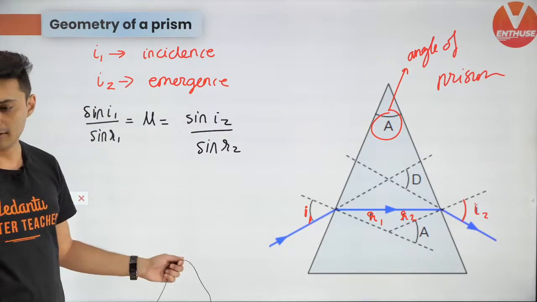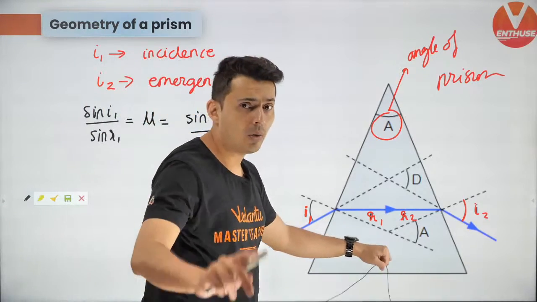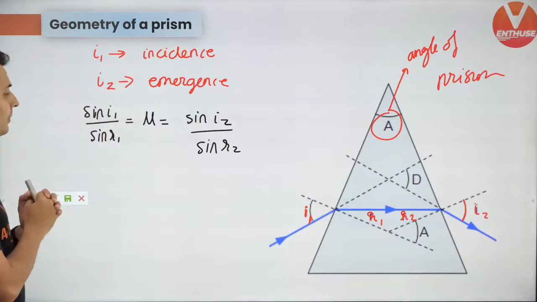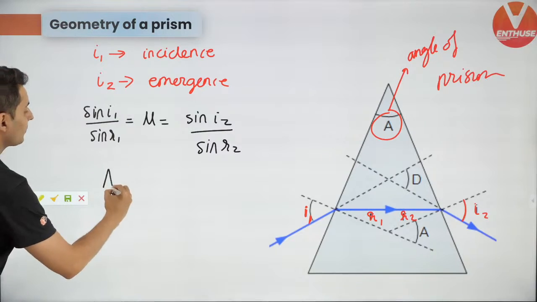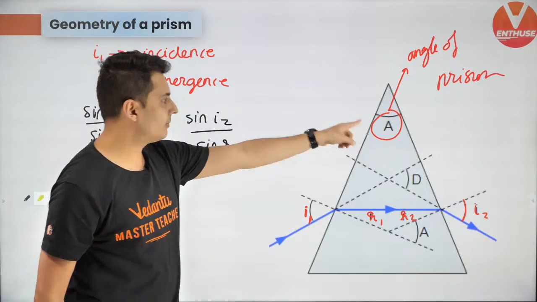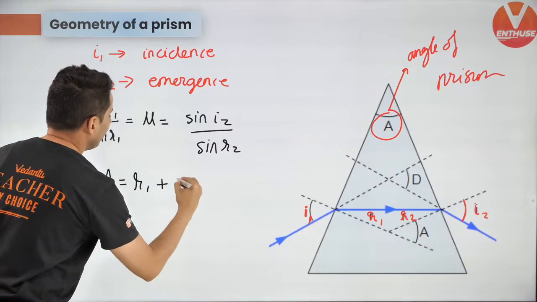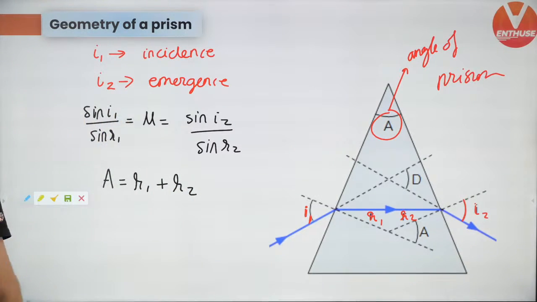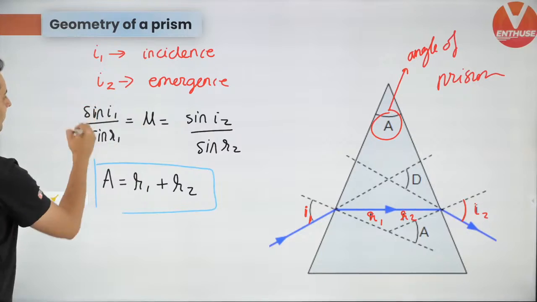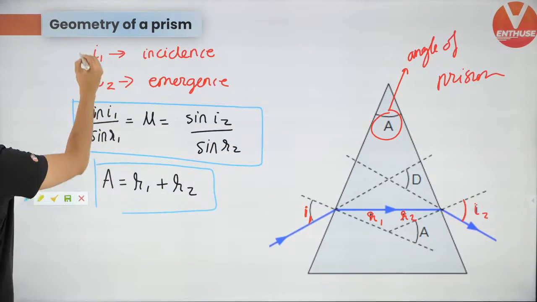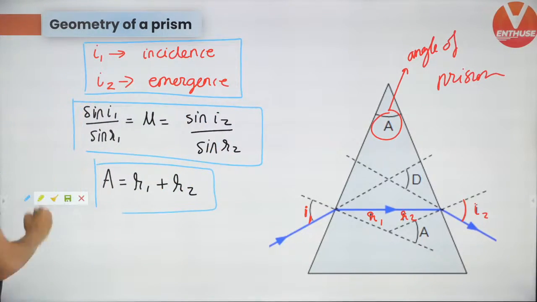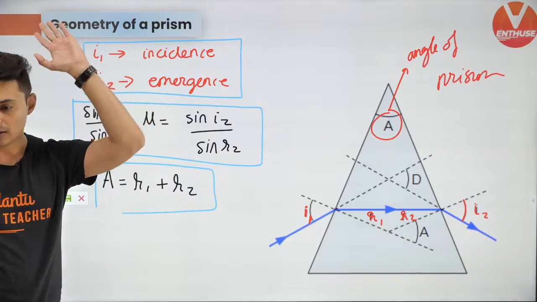Now next up, the most important formula. This angle of the prism is always equal to R1 plus R2. It can be proved via geometry. So remember all these formulas. Very, very important. I hope this is clear.